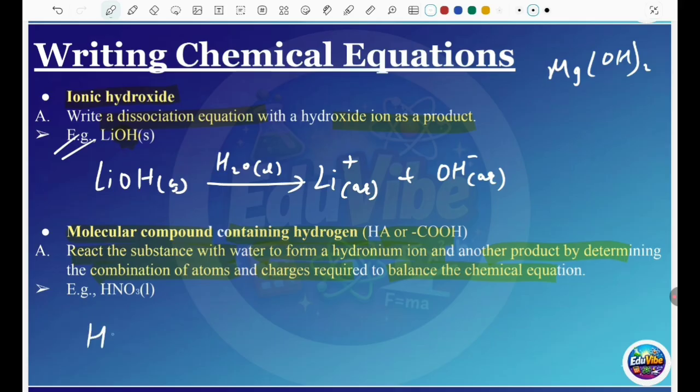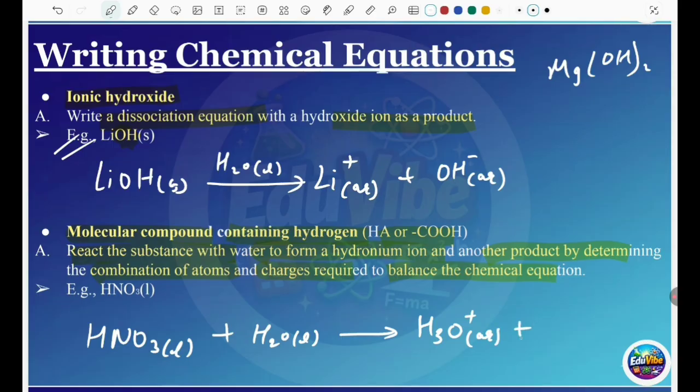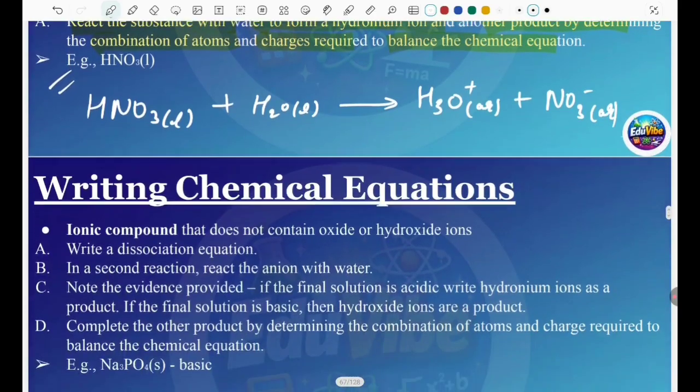This reaction is already balanced. So HNO3 is basically a strong acid. It reacts with water and you get H3O positive. You have to add this as a product. So what are we left with? We are left with NO3 with a negative charge. So that's the reaction for molecular compounds containing hydrogen. This is already balanced, but you have to check at the end whether it is balanced or not.